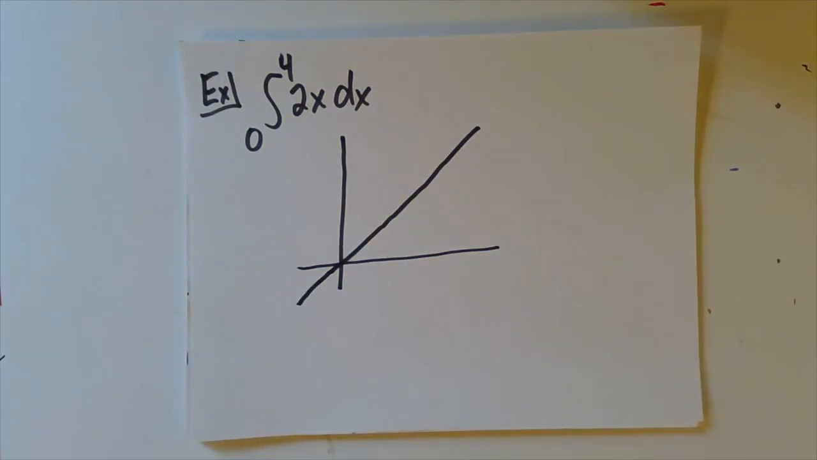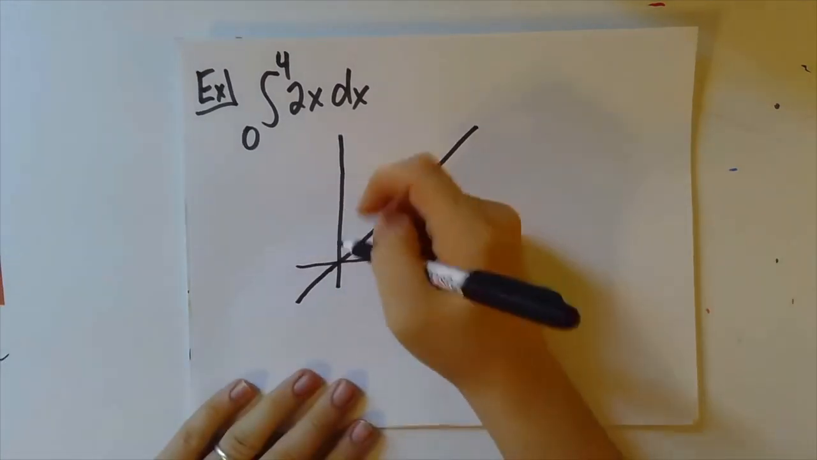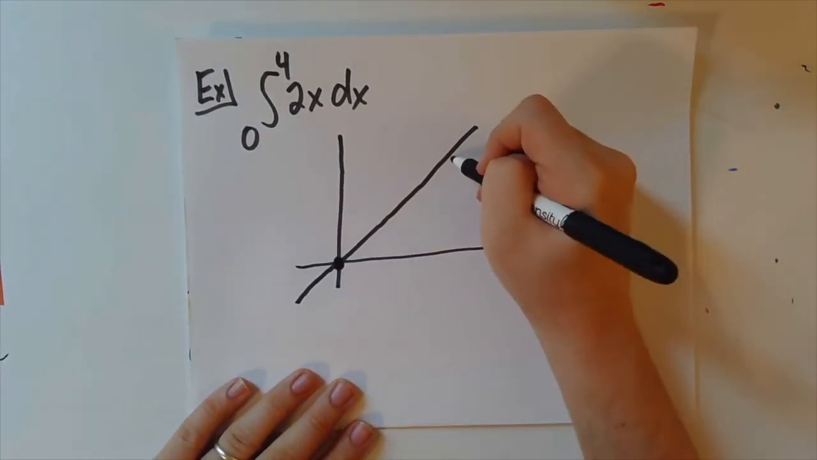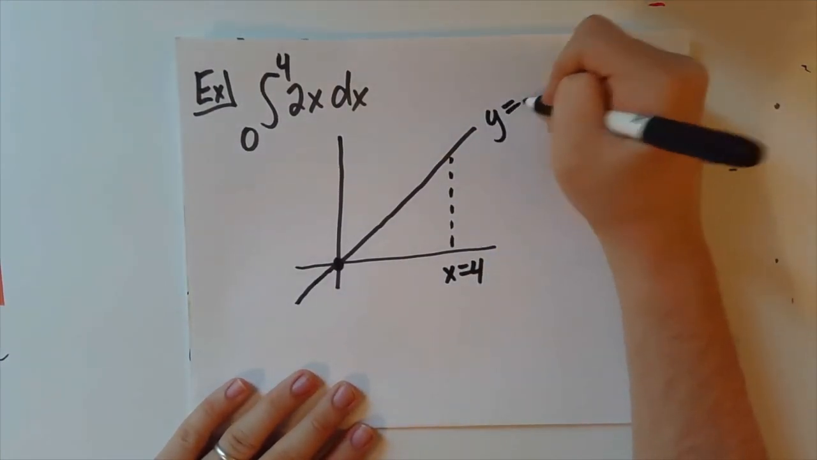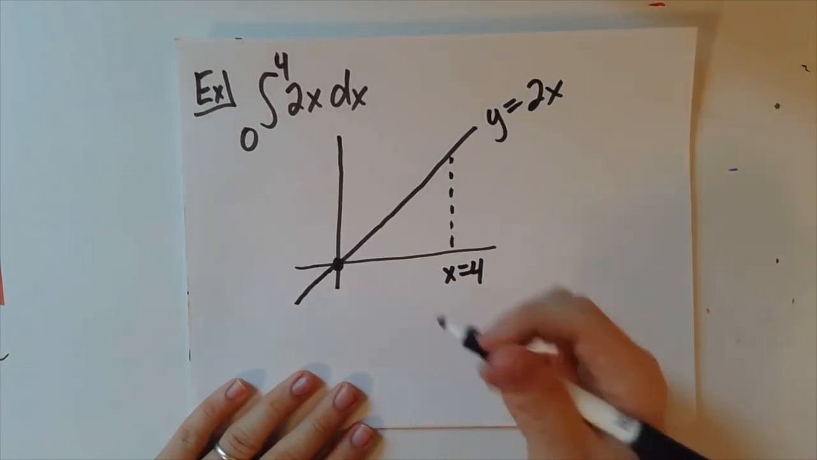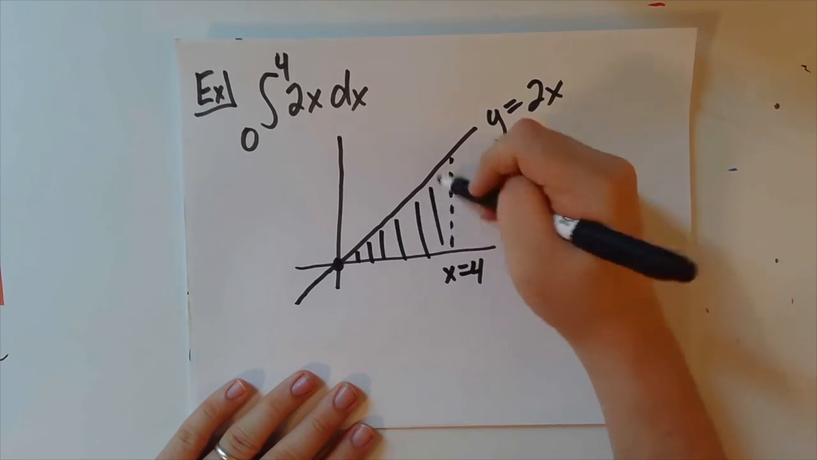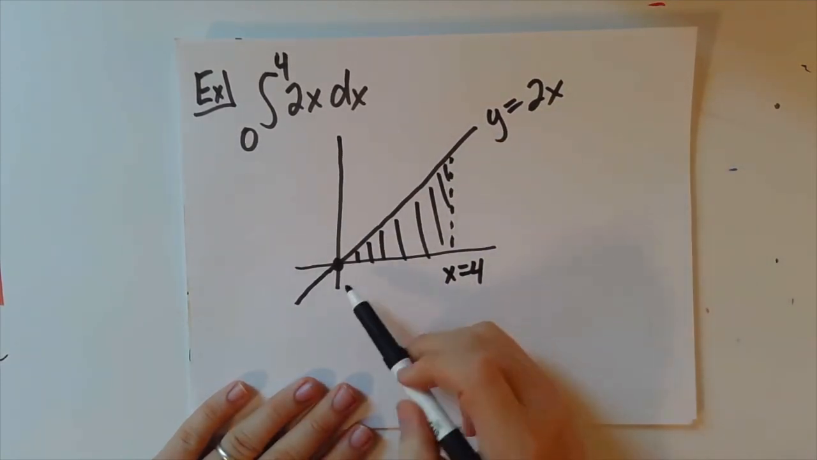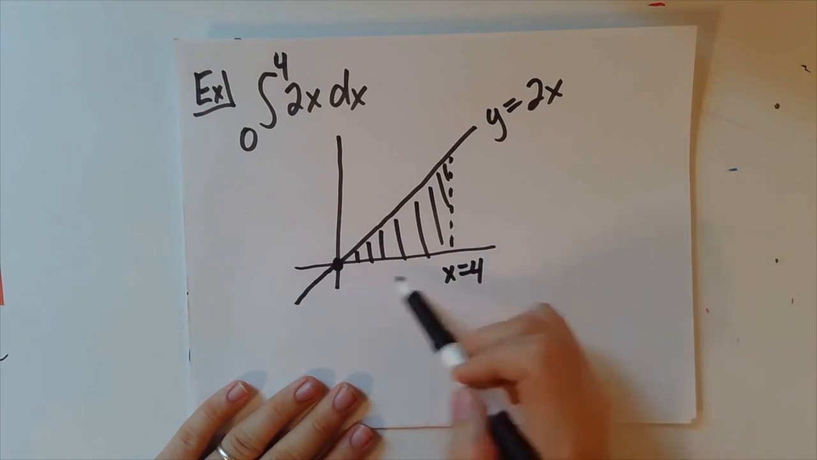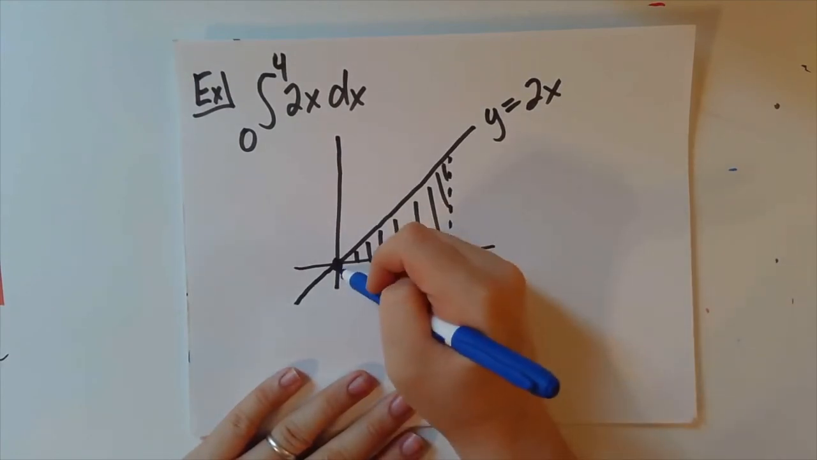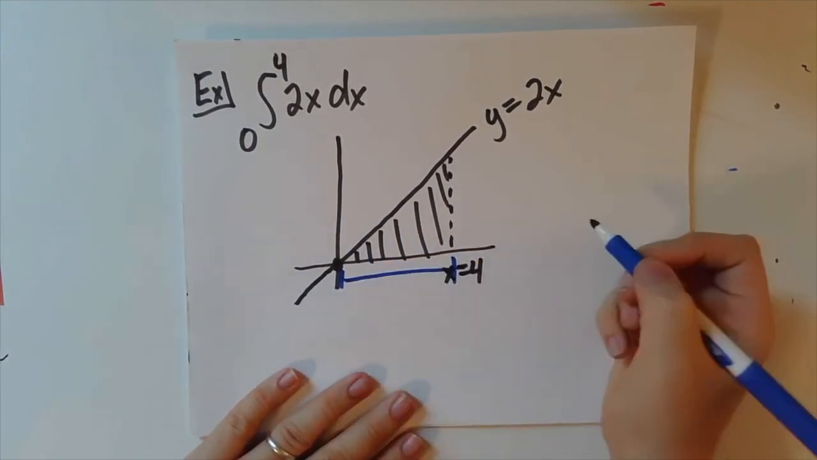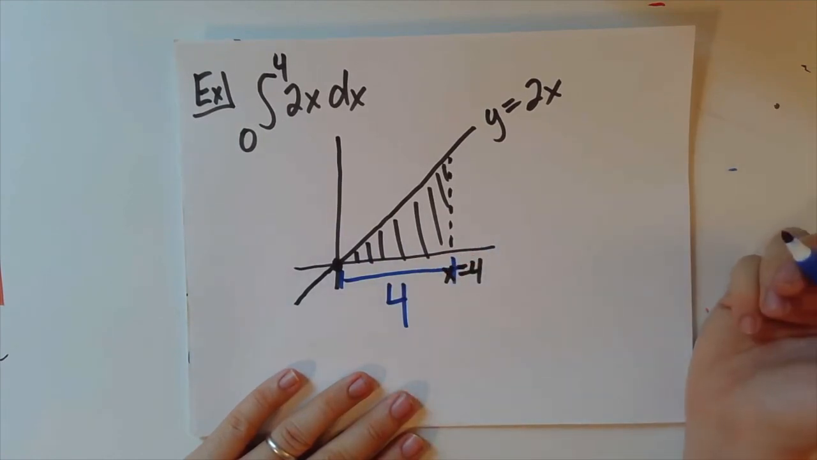Okay, so let's go ahead and label where 0 and 4 are. So here's 0. Here's 4. Okay, this is y equals 2x. Okay, and so the area I'm looking at here is this shape. And notice this shape here is a triangle. So in order to find its area, I'm going to need to remember the formula for the area of a triangle, which is 1/2 the base times the height. Okay, so the base here goes from 0 over to 4, so that is to say the base is 4 wide.